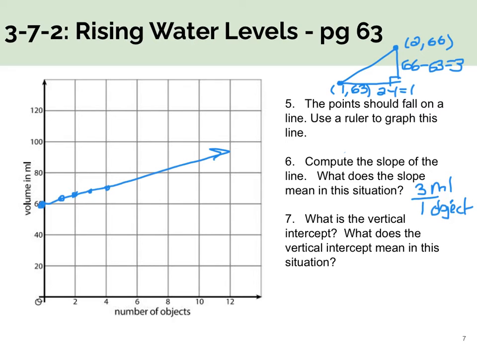What is the vertical intercept, and what does it mean in this situation or in this story? So go ahead and pause and figure out what that is. So remember, the vertical intercept comes from the vertical axis, the y-axis, and it starts at 60. So the vertical intercept is 60, and what does that mean? Well, our cylinder started at 16 milliliters. That's how much water it had at the beginning before we added the objects, the marbles, into the water.